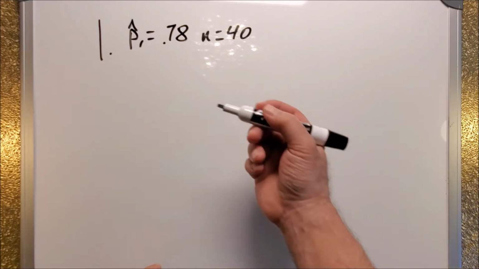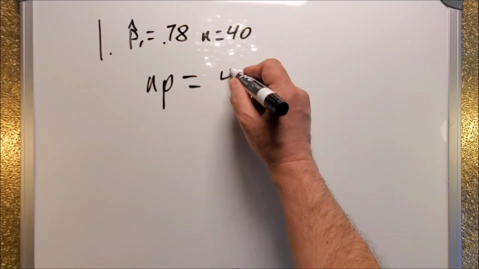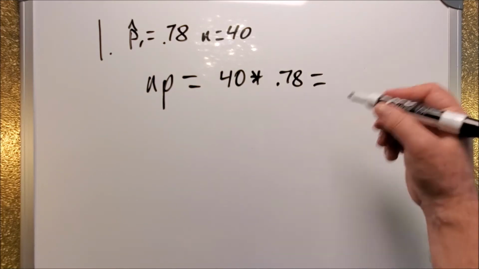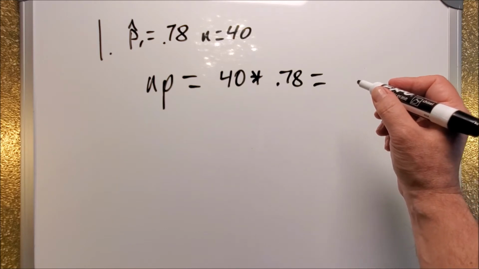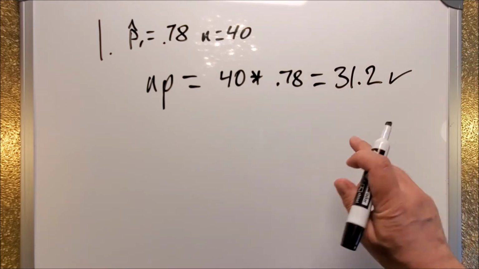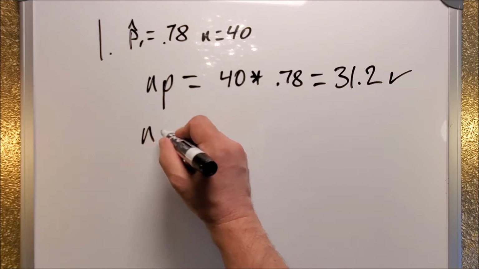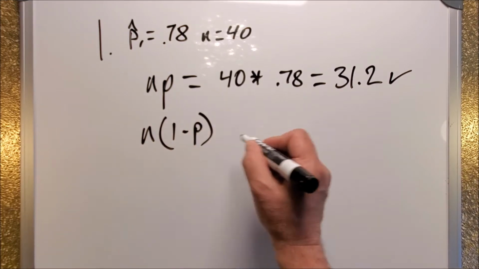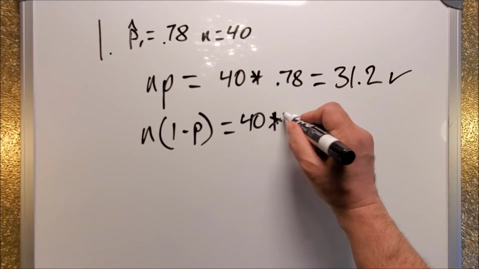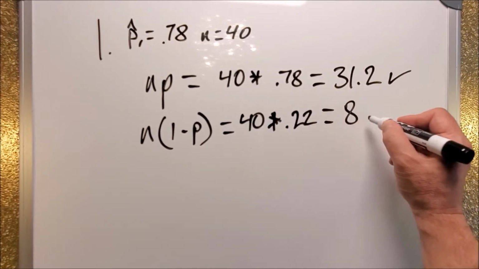If you check np, we have 40 times 0.78. And that comes out to 31.2. So we're okay in that respect. np is certainly equal to or greater than 10. But the problem is this. If we check n times 1 minus p, we have 40 times 1 minus 0.78, which is 0.22, and that comes out to only 8.8.